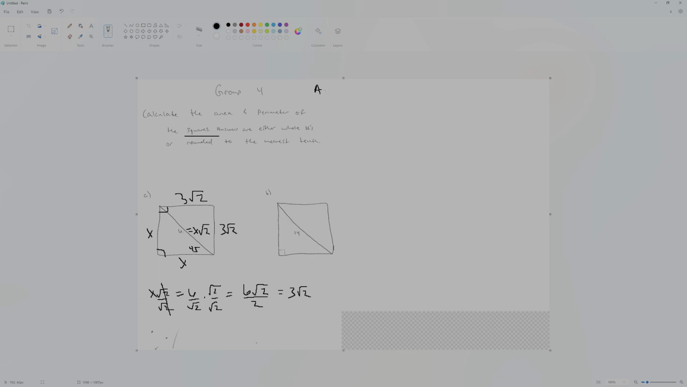So don't forget, area is equal to length times width. And that's going to be equal to 3 root 2 times 3 root 2. 3 times 3 is 9. Root 2 times root 2, the roots would cancel and a 2 comes out. So you get 18 units squared. And then for perimeter, you add all the sides. So that's 3 root 2 plus 3 root 2 plus 3 root 2 plus 3 root 2 for a grand total of 12 root 2.